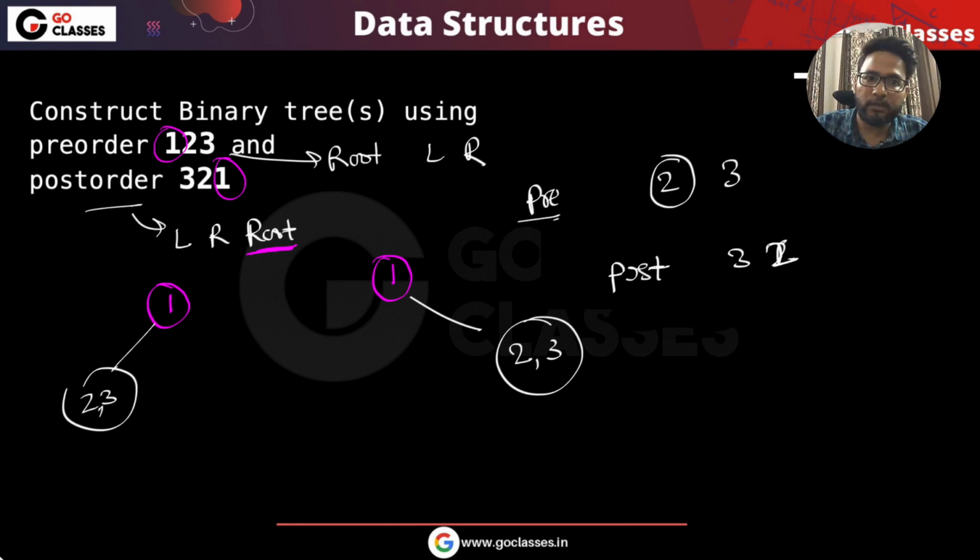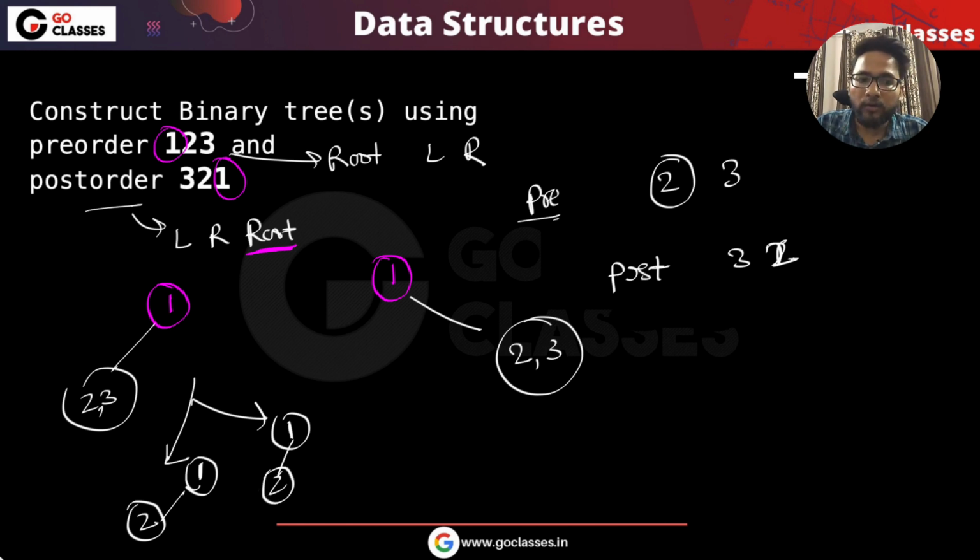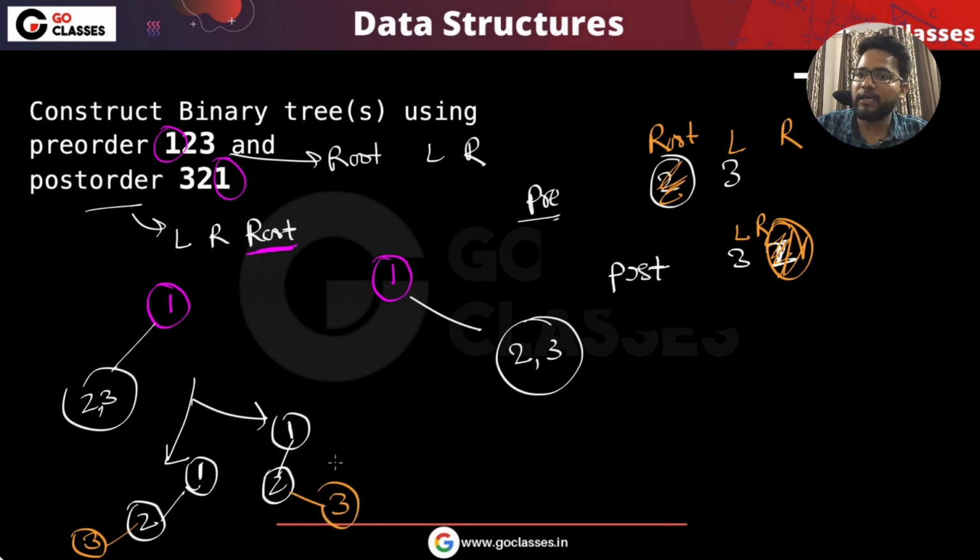Let me draw separately. Here there might be multiple possibilities. One possibility is that the root is fixed to be 2, that is for sure. Now what about 3? You can take this 3 as a left or as a right. 2 is the root, which is fixed. If you are taking 3 as a left, then right will be null. Or you can take this 3 as a right also. You can take left as null, and take 3 as a right.